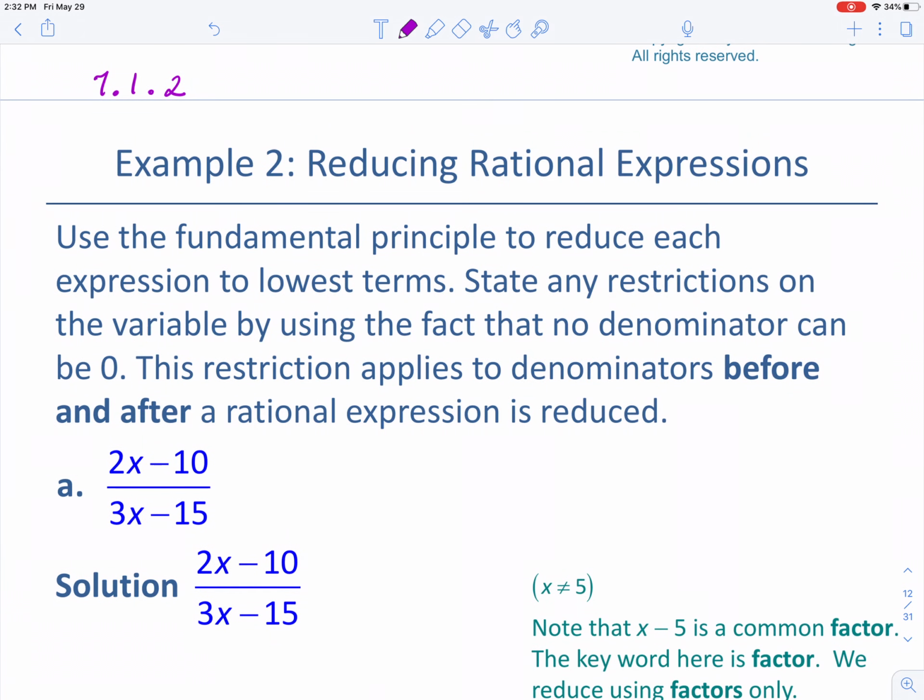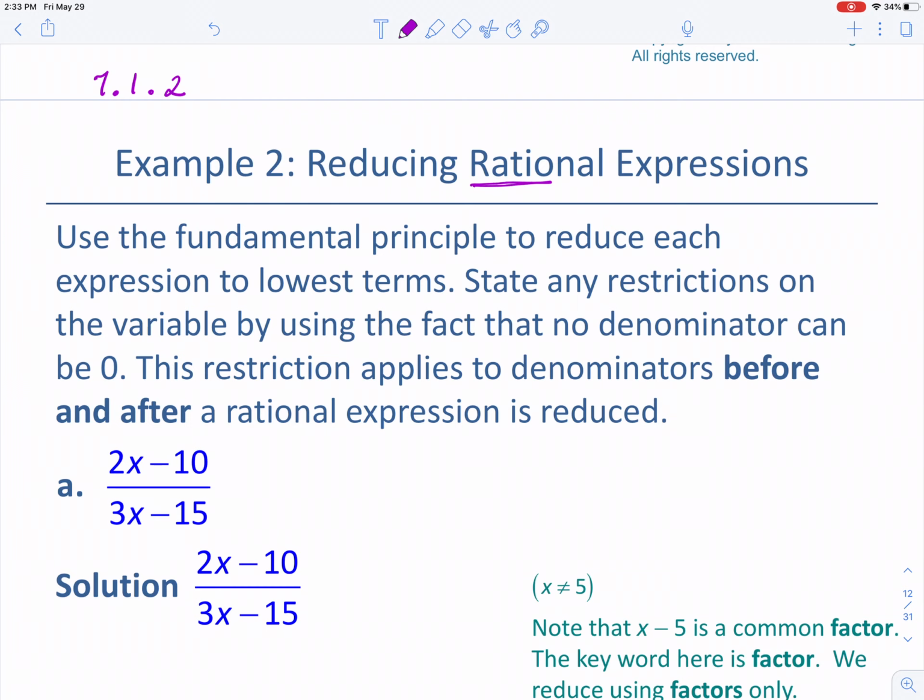This is still in Chapter 7, and I've designated this 7.1.2. It's the second video in Chapter 7. This is looking at reducing these rational expressions. Remember, rational, the root word is ratio, which means we're talking about something to do with fractions.